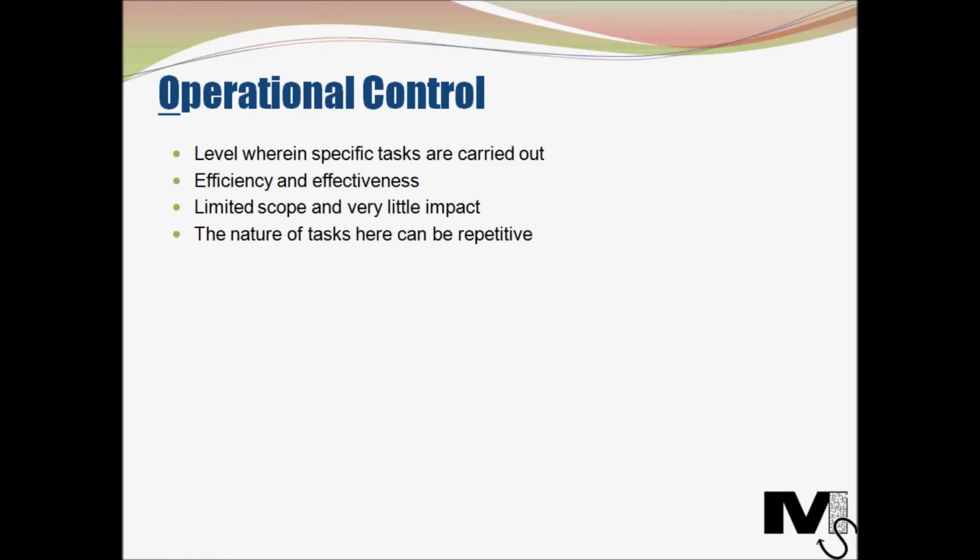It's also important to take efficiency and effectiveness into account here. The decisions made at this level have very limited scope and very little impact on the overall organization. While management control is concerned with people, operational control is actually concerned with the actual tasks at hand that need to be completed. The nature of tasks here can be repetitive, as there will be specific goals and resources at play here. So specific tasks will be provided and specific outcomes will be expected from people operating at this level.